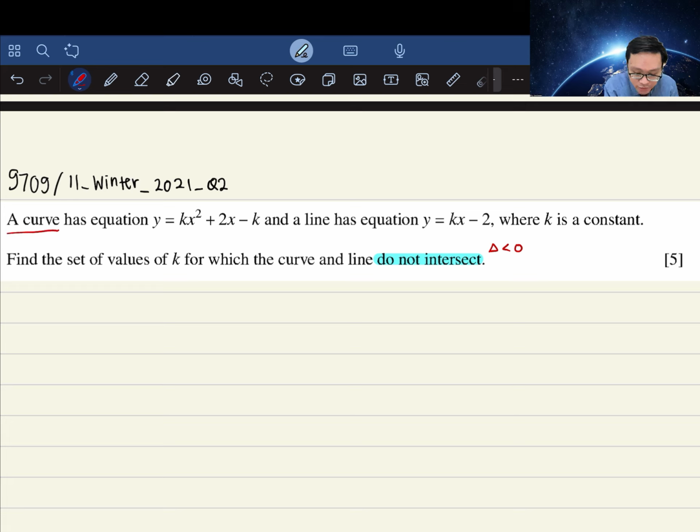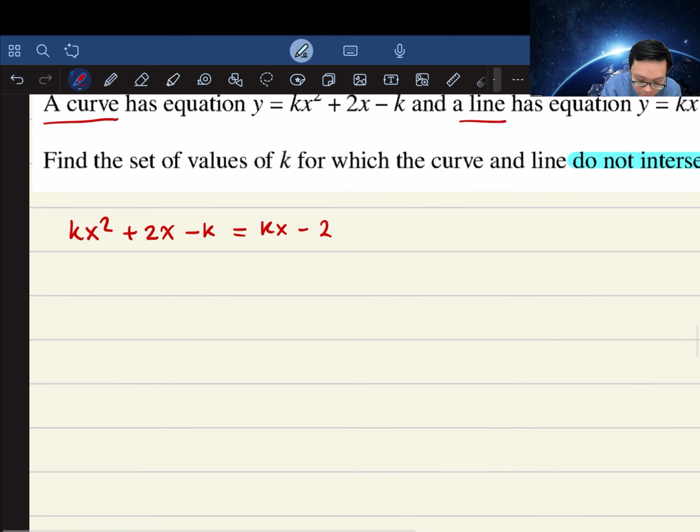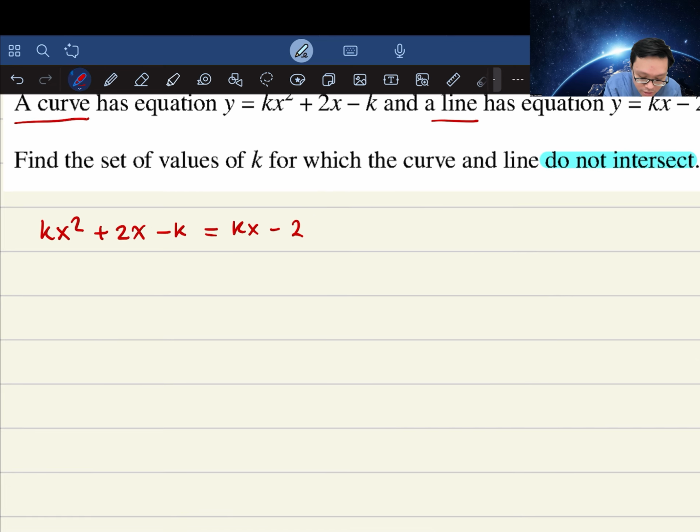Second, we have a curve and a line, so we can combine them to construct the intersection equation first. Let's equate them. We have kx squared plus 2x minus k equals kx minus 2. From here, we can construct the intersection equation, the new quadratic. We have kx squared plus 2x minus kx minus k plus 2 equals 0. So we factorize the x.